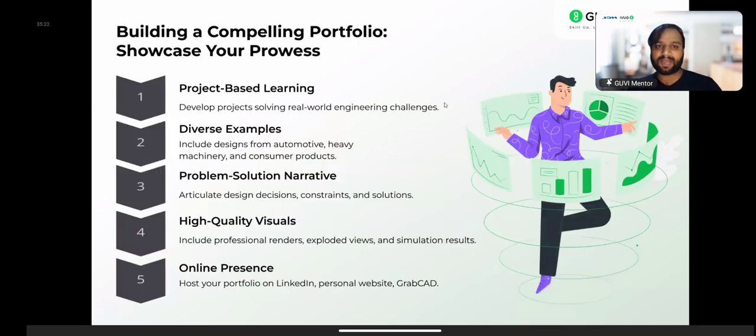Building a compelling portfolio to showcase your goals: project-based learning, which I told you, diverse problem solution narratives, high quality visuals, and online presence. Online presence is basically a portfolio on LinkedIn, a personal website, or GrabCAD. Do you know about GrabCAD? Let me know in the chat box. How many of you know about GrabCAD?